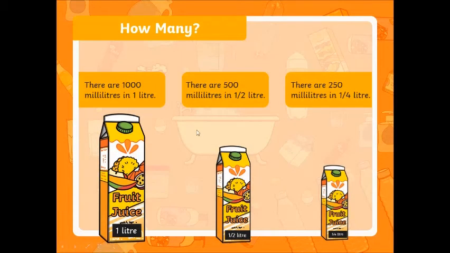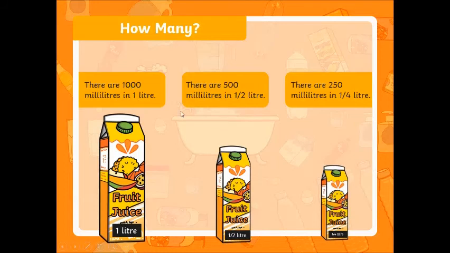So this is just a quick little recap of what I just said a minute ago. We'll be doing more on this when we go into 4th class. We're not going to be doing too much on it this year, but it's really good to start getting it into your head. There are 1,000 millilitres in 1 litre. So that means if I have 9 litres, I have 9,000 millilitres. If I have 5 litres, I have 5,000 millilitres. So for every 1 litre, we have 1,000 millilitres.